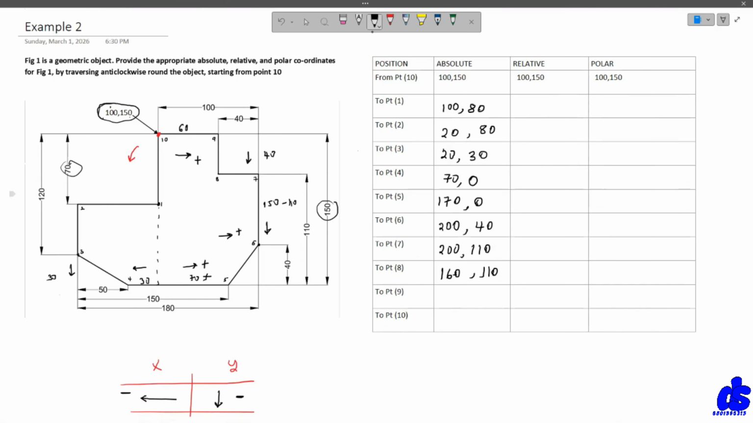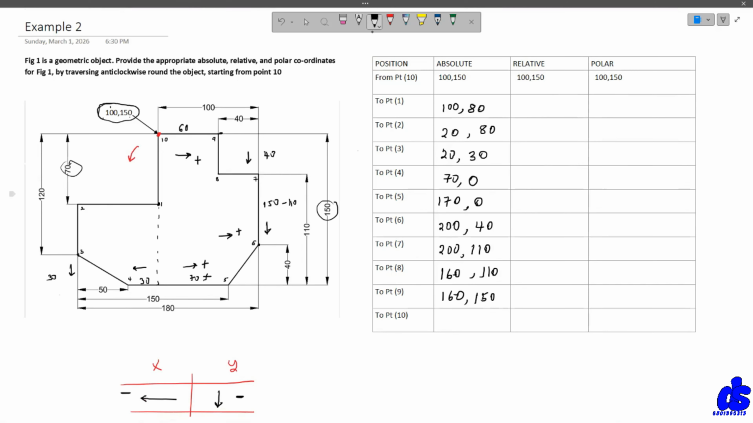Now for point 9, x is still on the same axis as 8. So it's going to be the same, 160. But y is going to change. y is going to change in this direction. Now for y, it's on the same axis as point 10. As you can see, it's on the same axis. So y is still going to be the same 150 plus 0, which is 150. So I'll go ahead and write 150.